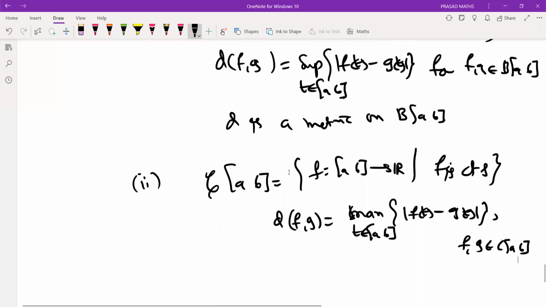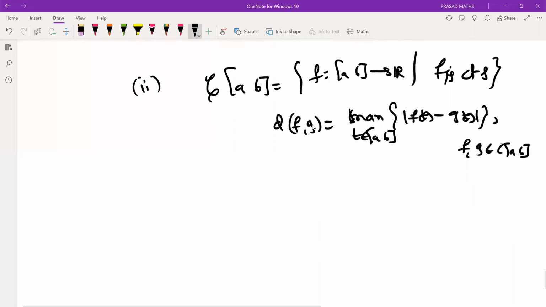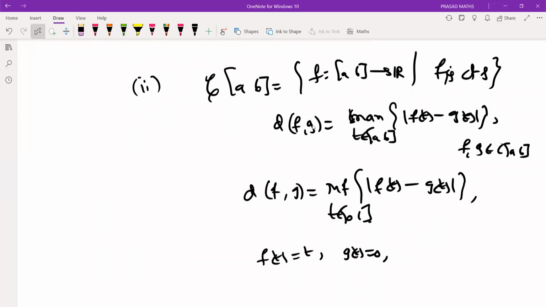Sir, one can ask the question, is minimum also a metric? No, sir, no. Minimum may not be a metric. Suppose you take this, the infimum of this, at t lying between 0 and 1. Suppose I give f equals t, and g equals 0. The zero function. They are continuous functions. No problem.